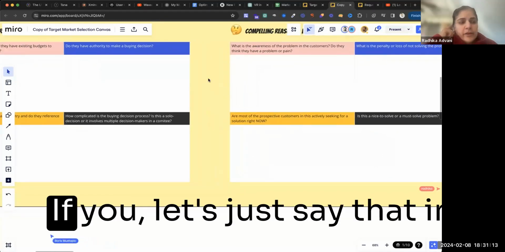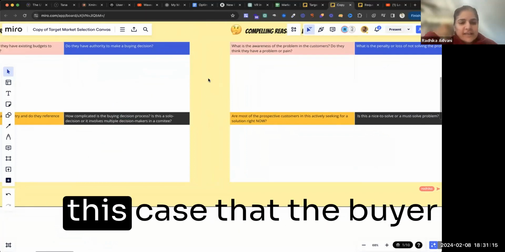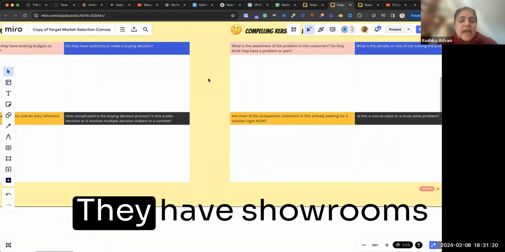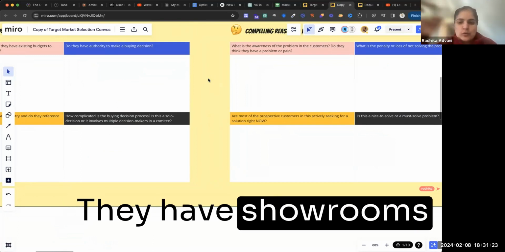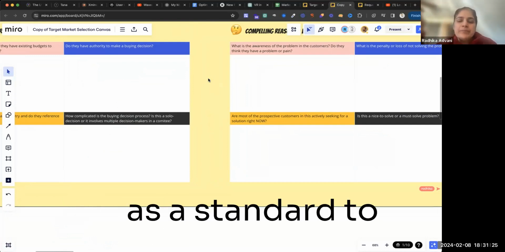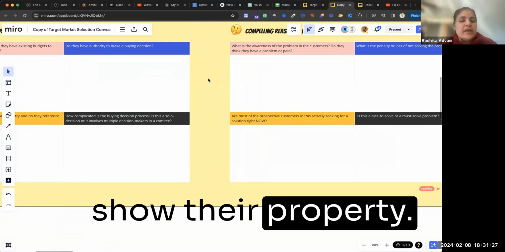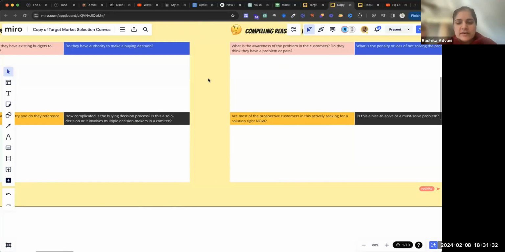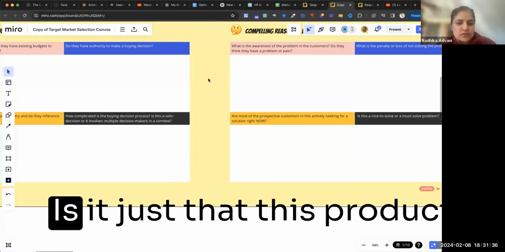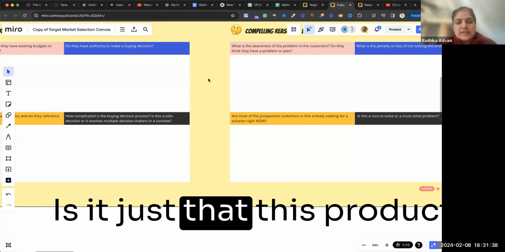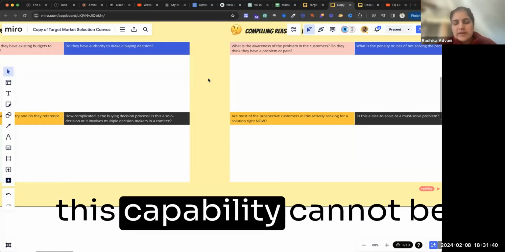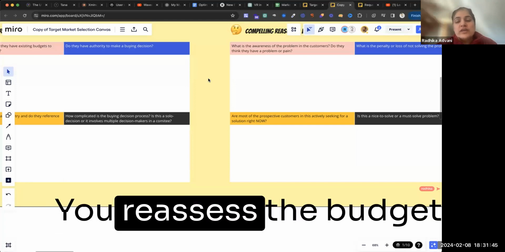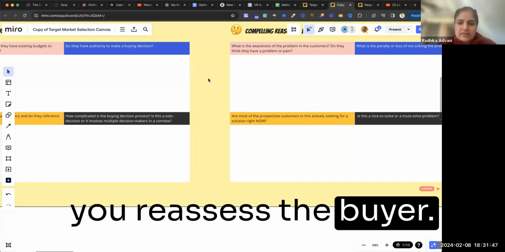I have a question. Let's just say that in this case, the buyer is the marketing team, right? They have showrooms as a standard to show their property. Now, if they don't have budget, what should we do? Is it just that this product shouldn't be launched or this capability cannot be brought to life, or do you reassess the budget, you reassess the buyer?